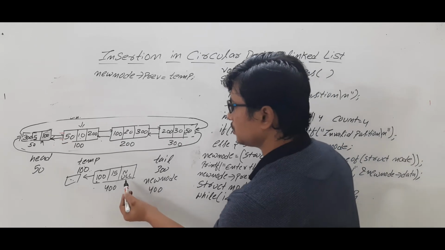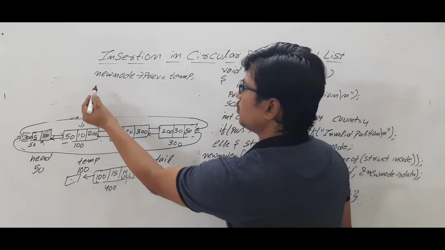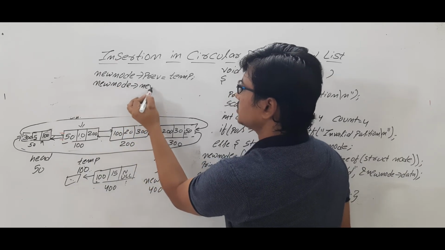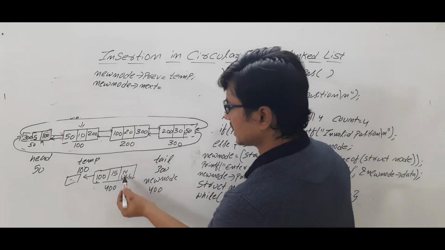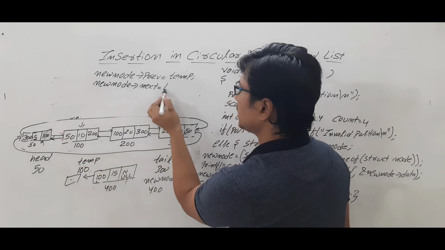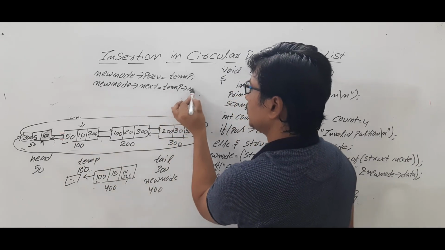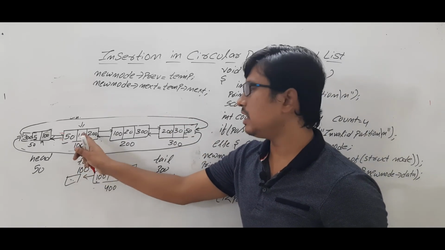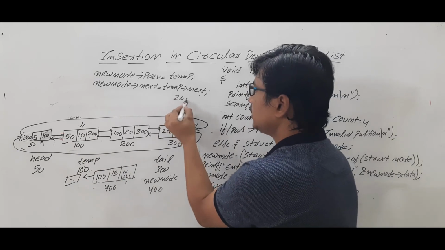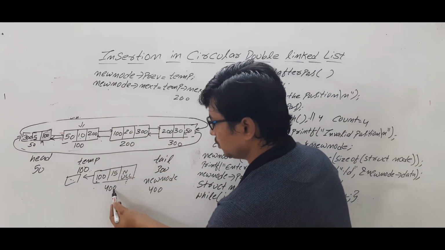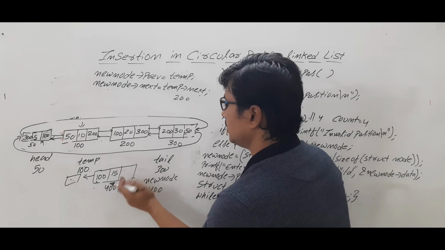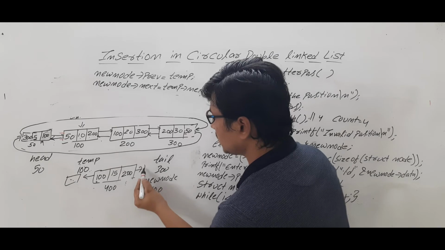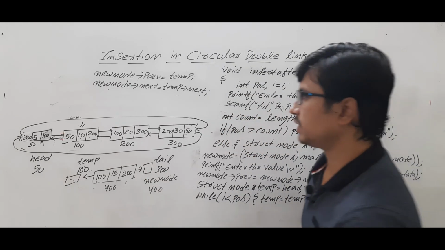Then what you have to do? You have to update this one. So what we will write is that new node of next is equal to temp of next. Look at here what will happen. First let's check temp of next. Temp is 100. 100 of next is 200. That you are assigning to new node of next. New node is 400. Of next is this one. So you are assigning 200 here. So this node is connected to its next node. Are you able to understand?